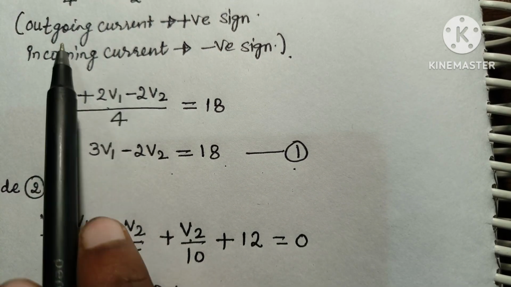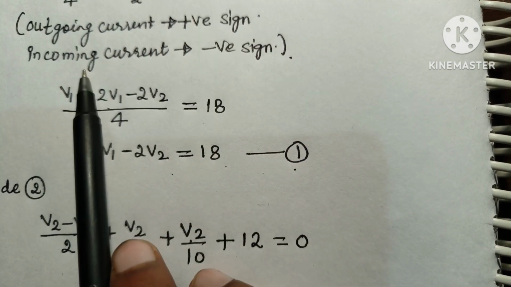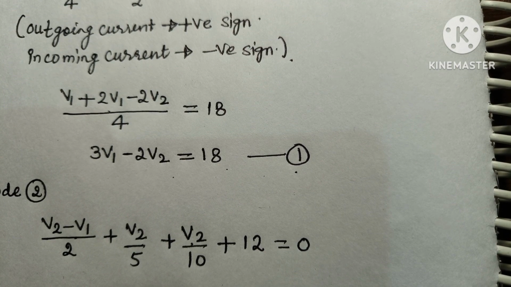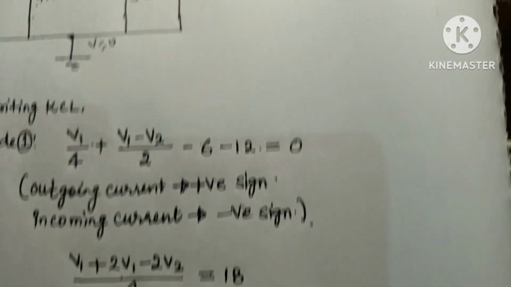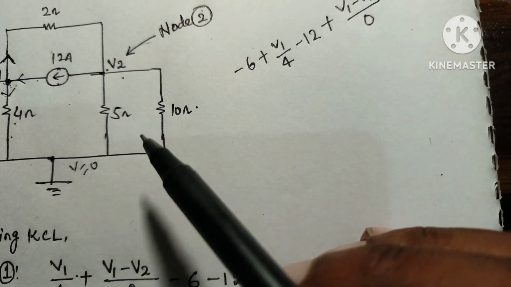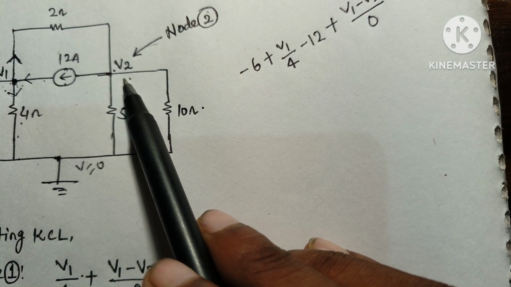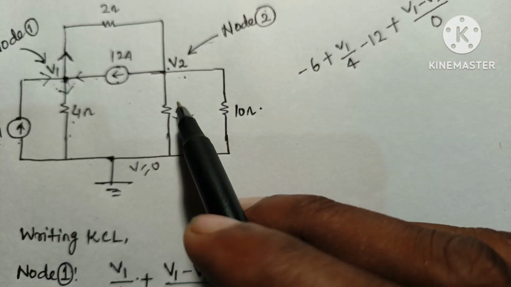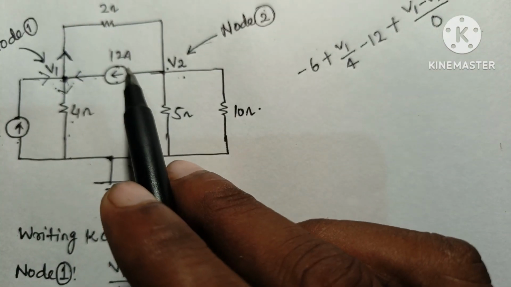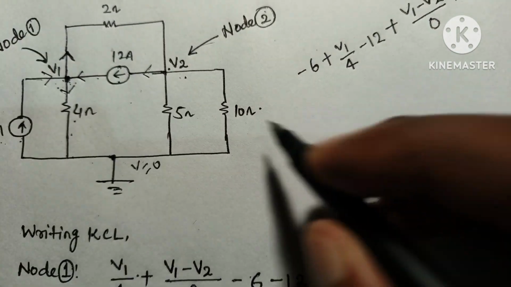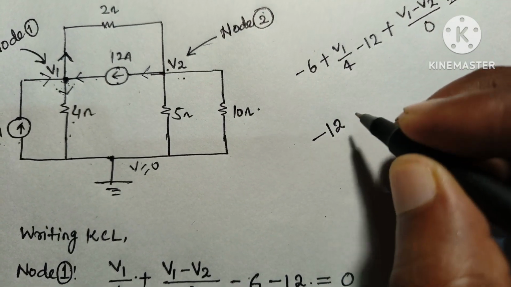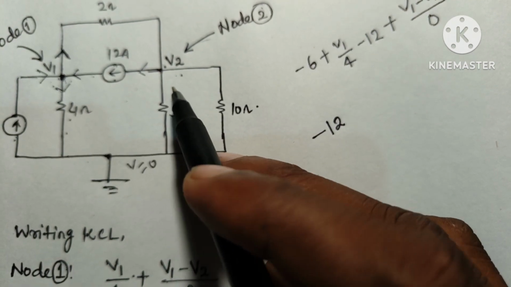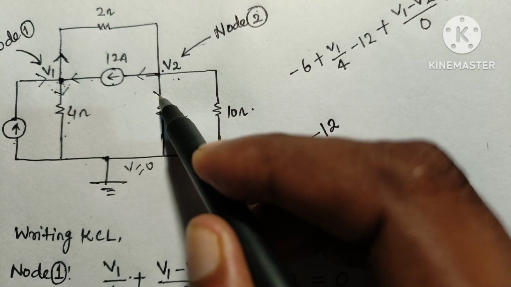As I have mentioned, outgoing current is always assumed positive and incoming current is always assumed negative with respect to the node. Now let's consider node 2, where the voltage is V2. What will be the equation at this node? Here the 12 ampere current is incoming, so we can write it as minus 12 ampere, and here we don't know the voltage of V2, so we always assume that the current will flow outwards.